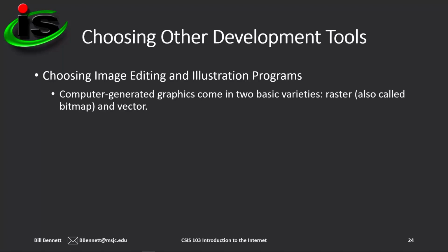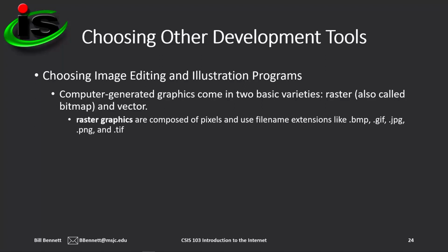So computer-generated graphics come in two basic formats: raster, also called bitmap, or vector. Raster graphics are composed of pixels, and they use file name extensions like .bmp, .gif, .jpg, .png, and .tif. The .gif or GIF, the .jpeg or JPG, and the .png or PNG are the three most commonly used formats in web development.